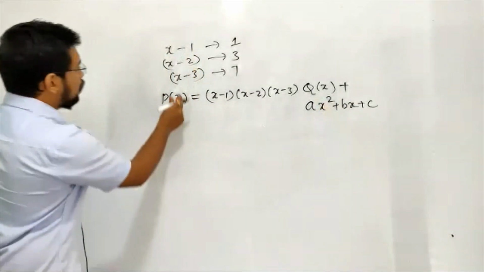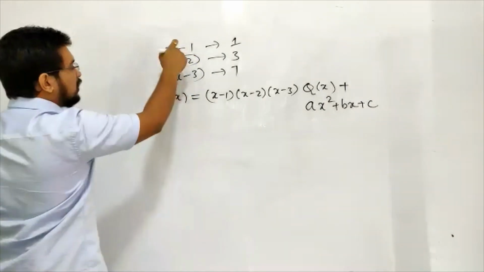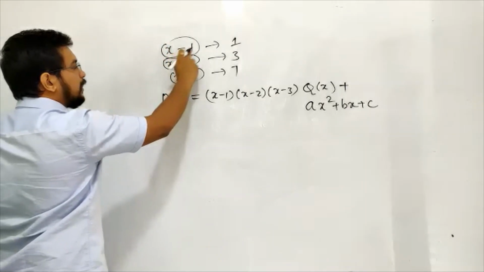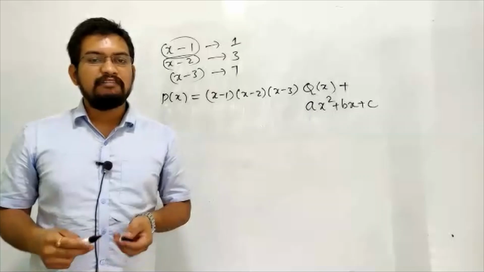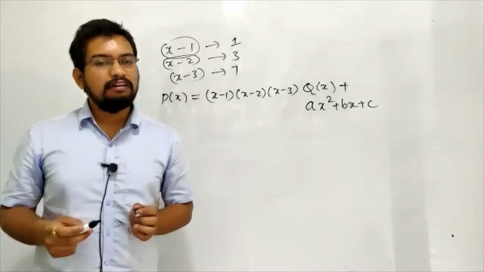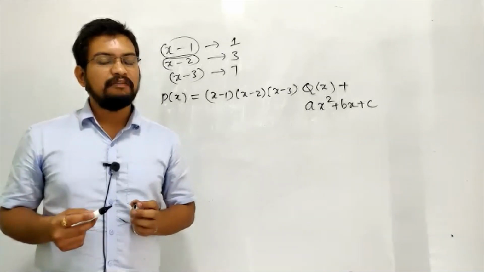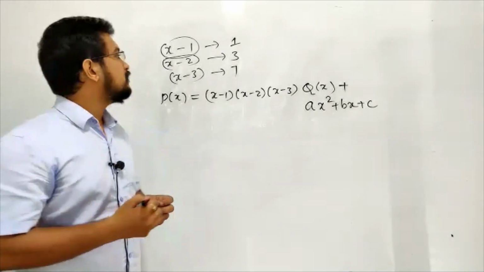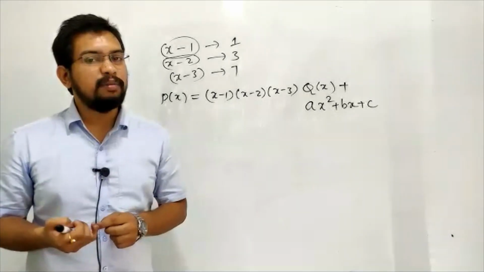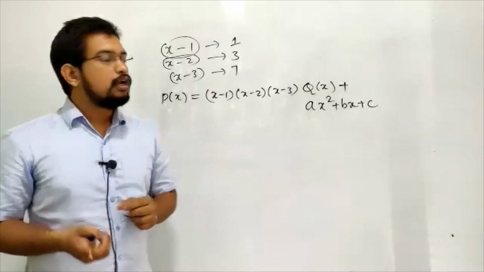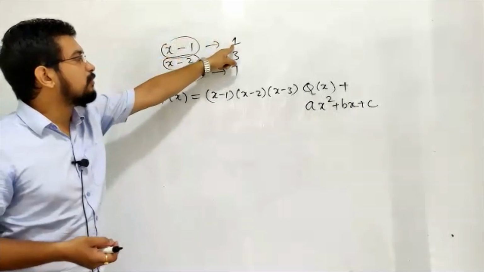Now what do you do? Apply your basic remainder theorem. When it is divided by x minus 1, the remainder is 1. What is the statement of the remainder theorem which we have seen? If a polynomial p of x is divided by x minus a, the remainder is p of a. So when it is divided by x minus 1, the remainder will be nothing but p of 1.